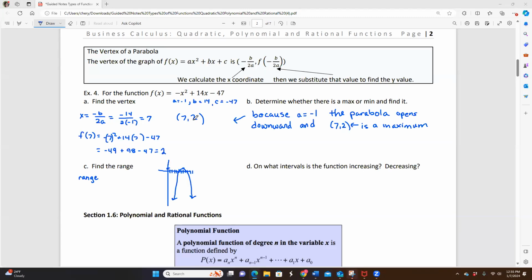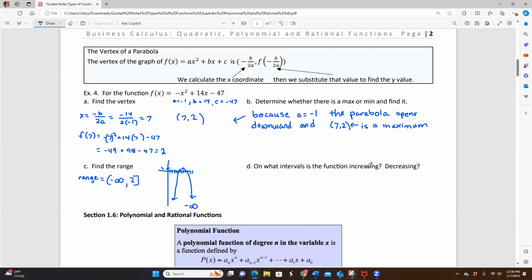So here we would find that the vertex is 7, 2. Check the math on that. And then because a is a negative value, you know the parabola opens downward, so 7, 2 is a maximum. Drawing a primitive graph of this, my vertex being 7, 2, and the parabola opening downward will help me find the range. So range is the y-values of your function. You can see that this parabola is going to go on down to -infinity, and that the maximum value this parabola will meet is a +2. So my range is -infinity to 2 with a bracket at 2.